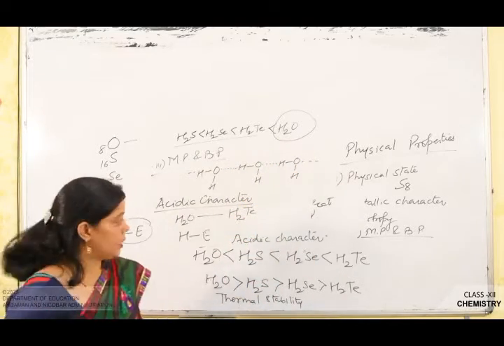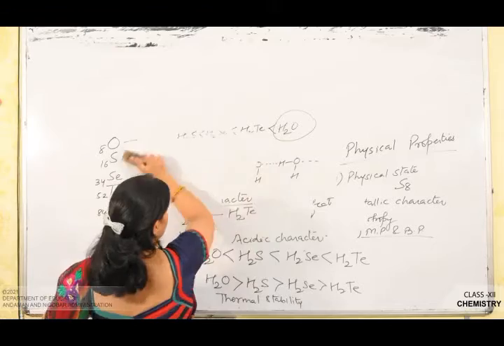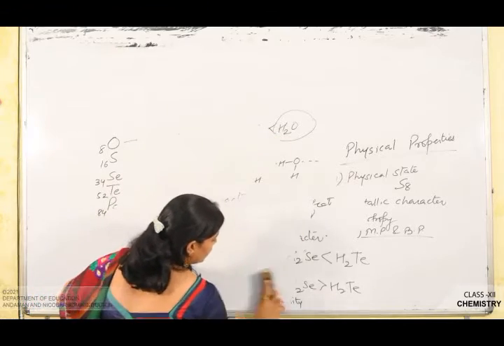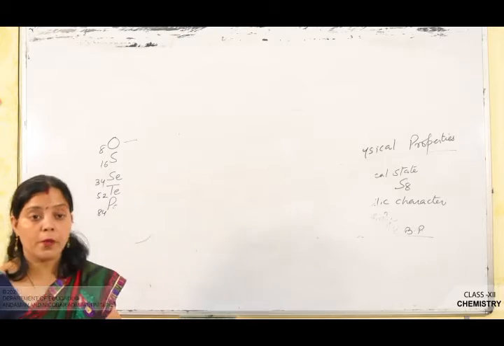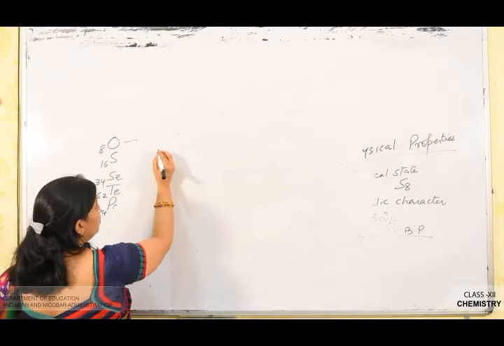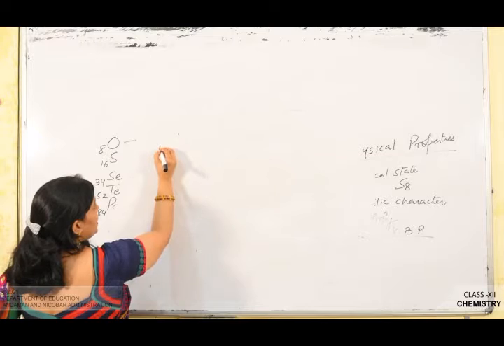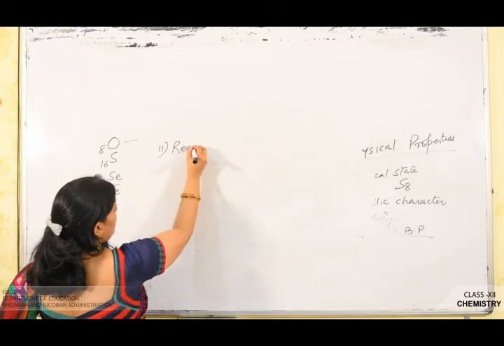After that, children, the next is the reactivity towards oxygen. This is all about the reactivity towards hydrogen. The elements of group 16 combine with hydrogen to form the hydrides of the type H2E.